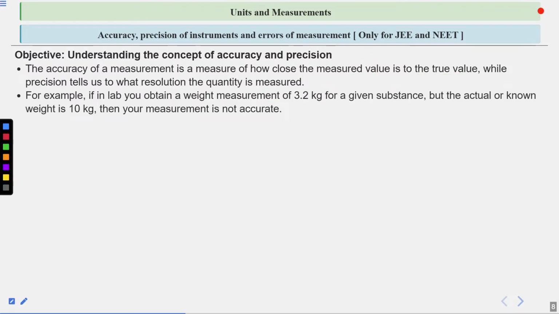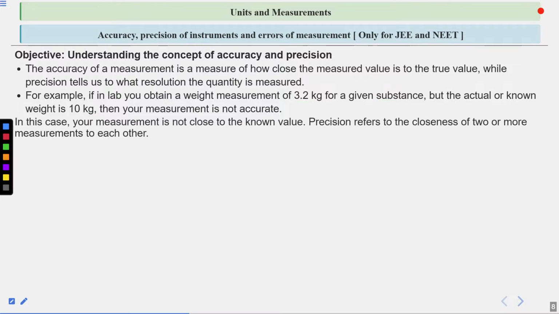Let's take an example. Suppose in the lab you obtain a weight measurement of 3.2 kg for a given substance, but the actual or known weight is 10 kg, then your measurement is not accurate. In this case, your measurement is not close to the known value. Precision refers to the closeness of two or more measurements to each other. If you have any doubt regarding precision and accuracy, please ask.